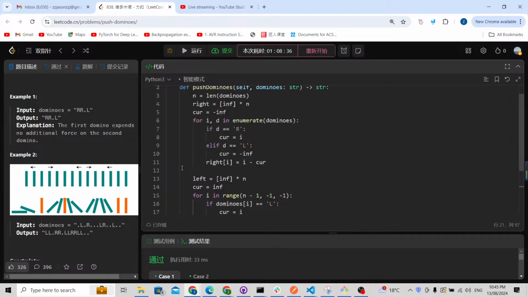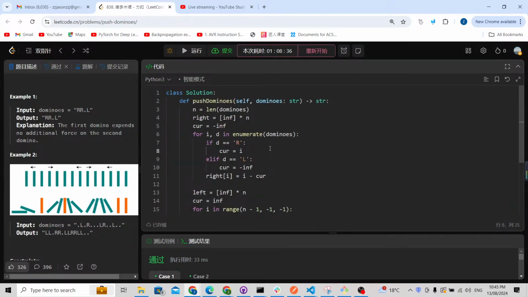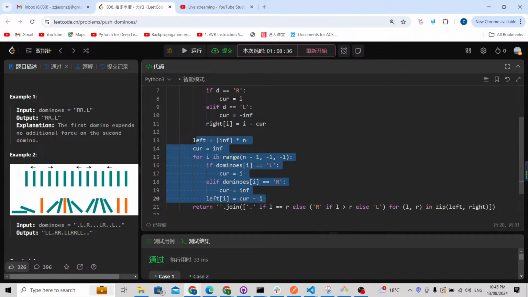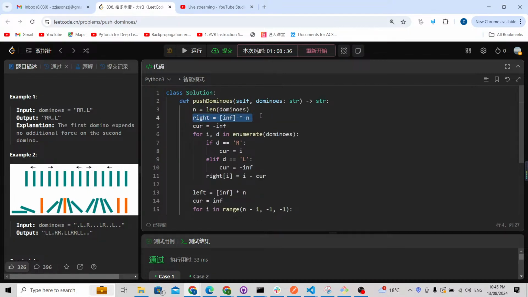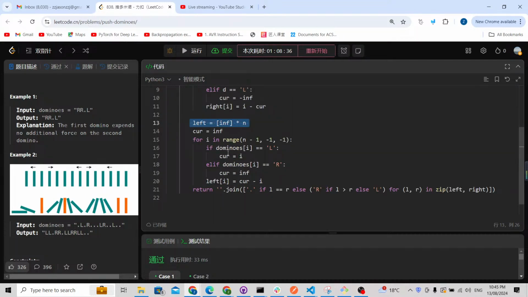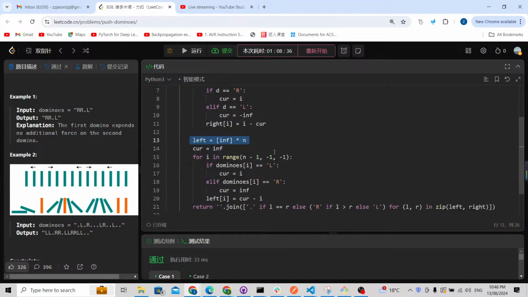There's a lot of coding, but the idea is just the simulation. We simulate from the left to the right, and we simulate from the right to the left. Basically, this simulation is just to check the shortest distance. It is like a prefix sum, as you can see. Here the right is like a prefix sum, and this left is also like a prefix sum, because we are going to check the shortest distance to the L and the shortest distance to R.